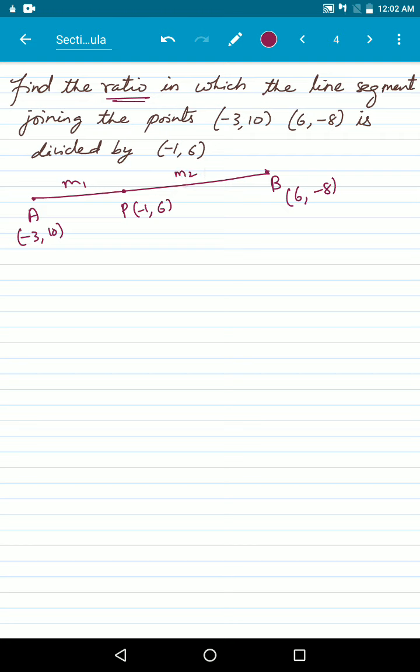Alright, so there are two methods to solve this problem. We will learn those two methods. First let us learn method 1. To find this ratio, all we have to do is find the distance between these two points, that is AP, and the distance between P and B, and divide it. So let us first find AP, the distance between these two points.